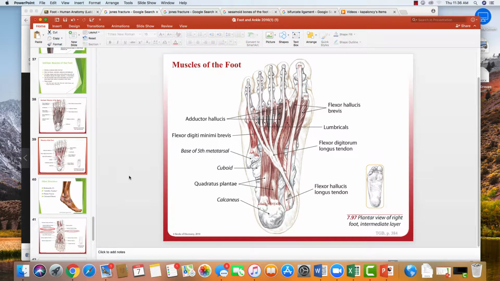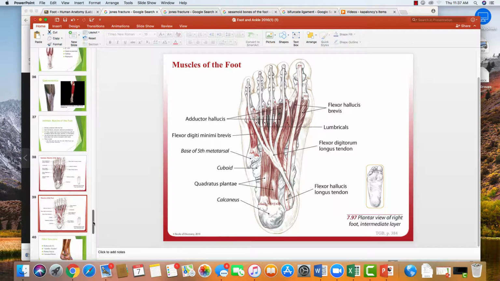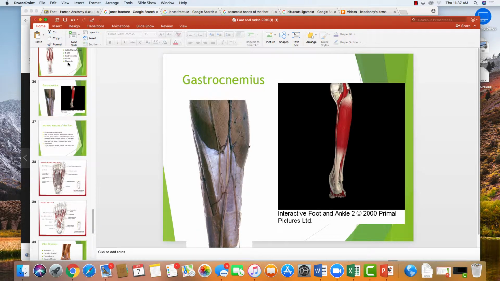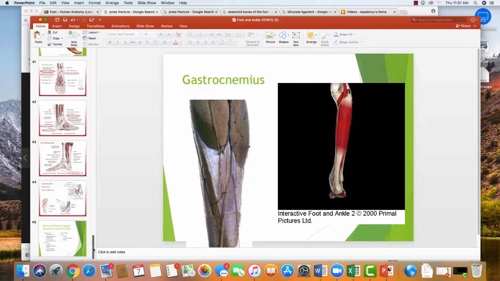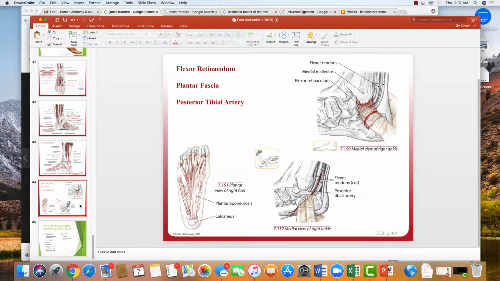But again, don't worry about memorizing all these different muscles as far as origin and insertion. But for sure, know the origin and insertion of the ones as we go up into the leg that are part of those compartments. But just the intrinsic ones, don't worry about that, because that doesn't really apply to what we're doing here. We already talked about the retinaculum.